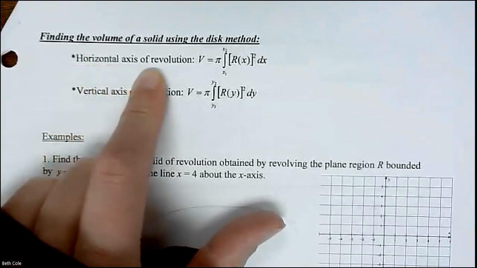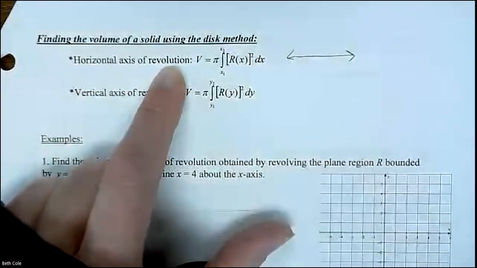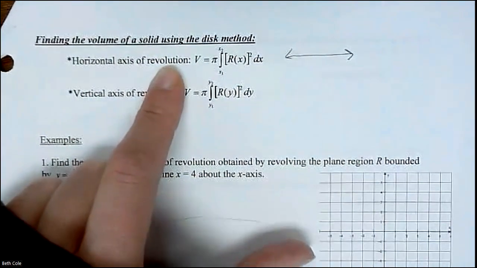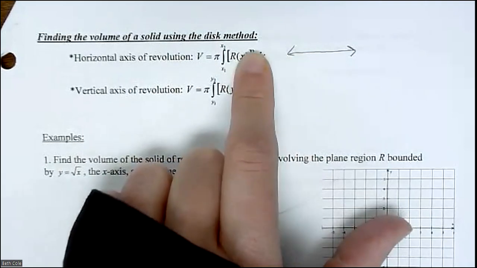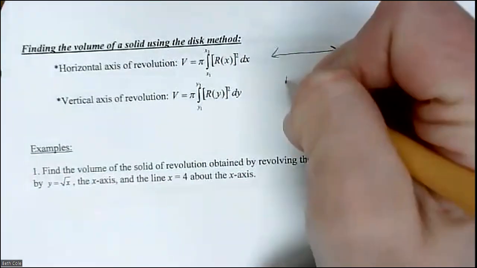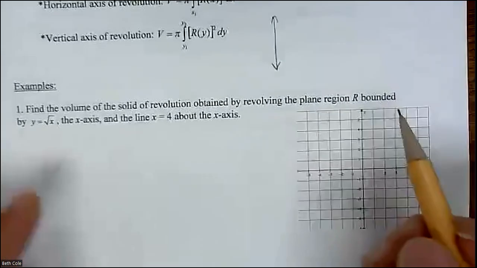If you have a horizontal axis of revolution, meaning the axis you're revolving around is horizontal, like the x-axis, then it's dx. And if you have a vertical axis of revolution, like the y-axis, then it's dy. So x-axis, dx; y-axis, dy. It makes sense, right? With me here? Horizontal is this way, vertical's that way.